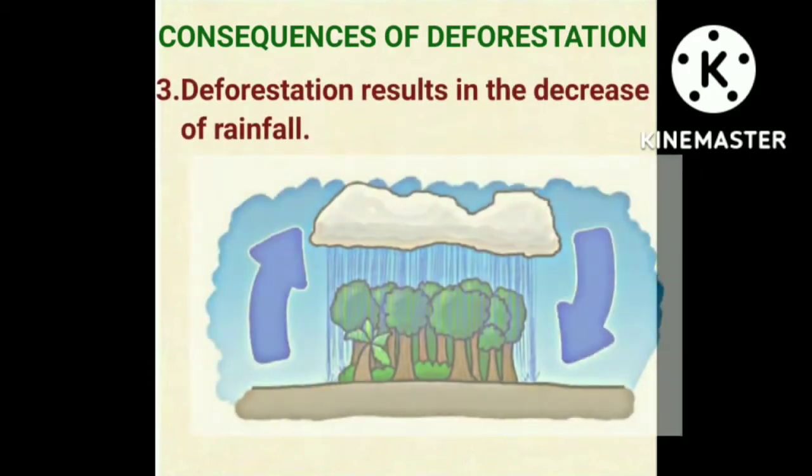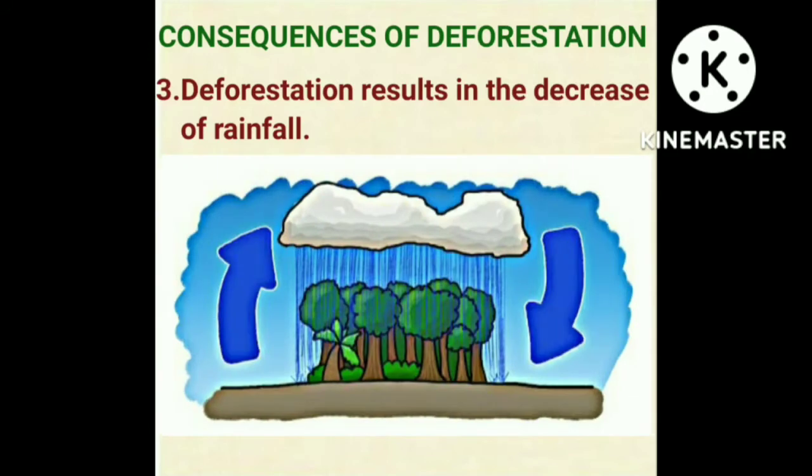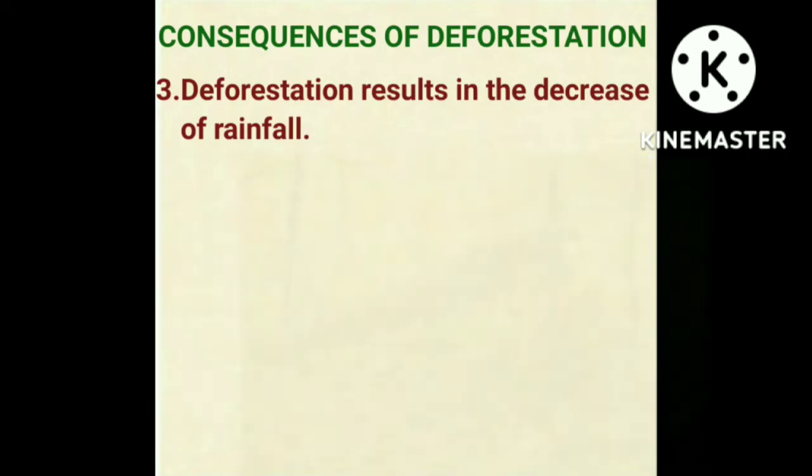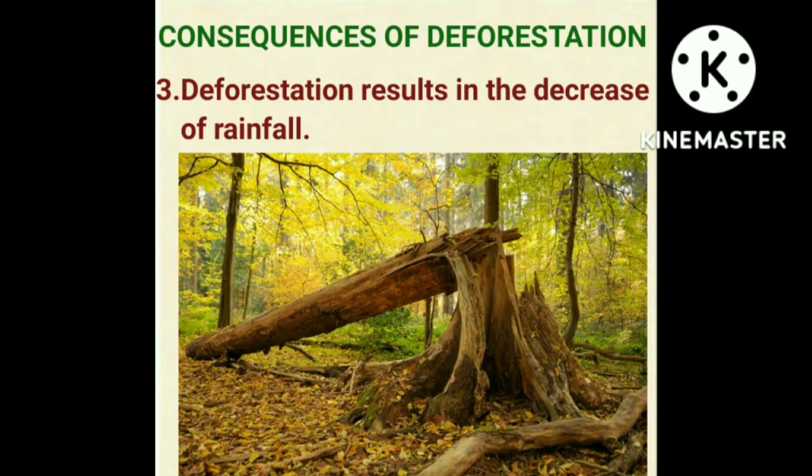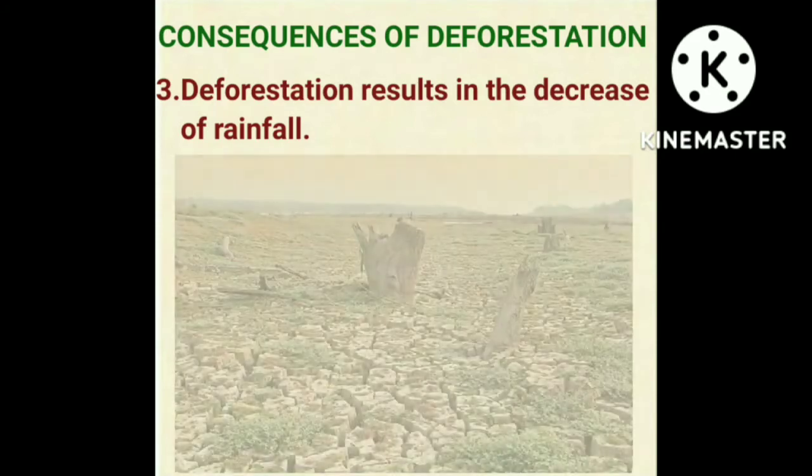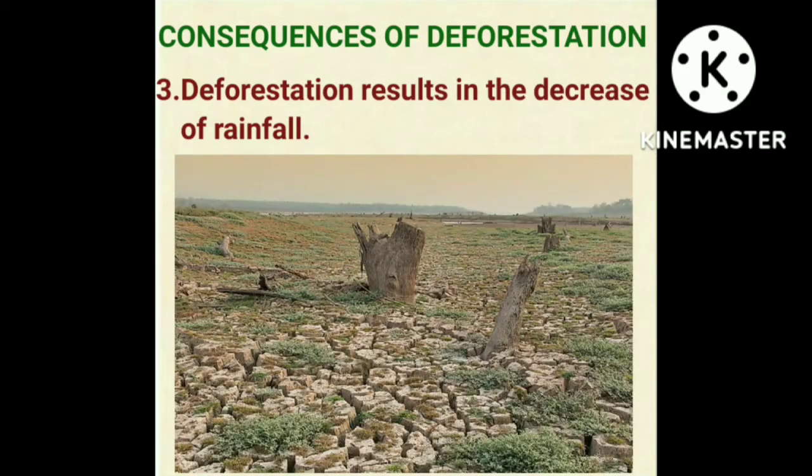Next consequence is deforestation results in the decrease of rainfall. The roots of the trees absorb the water from the earth, and this water goes back in the air through evaporation, and this water vapor causes rain. So if the trees are cut, less water vapor will be evaporated, resulting in the decrease of rainfall.